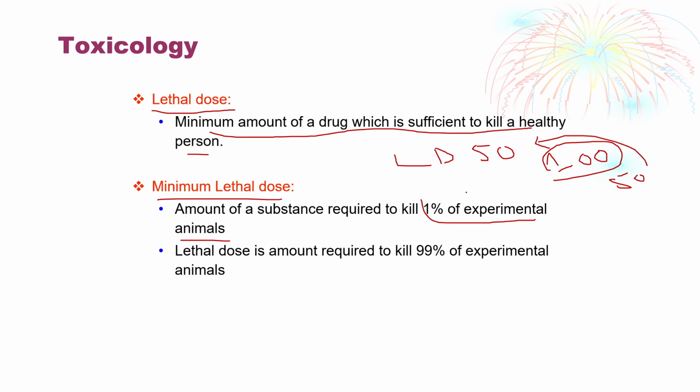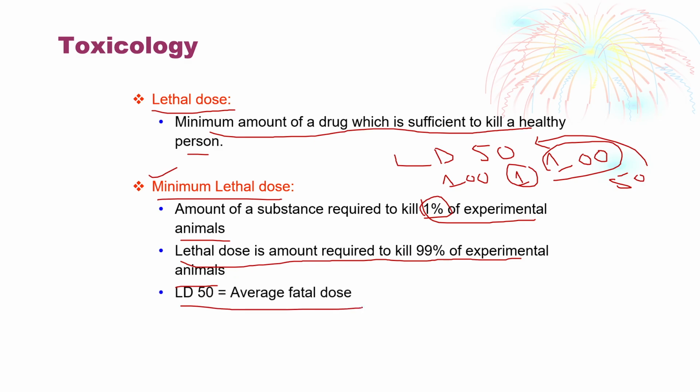So what is the minimum lethal dose? When it kills only one person or one animal among a population of 100, that is called the minimum lethal dose, only 1%. And the lethal dose is the amount to kill 99% of the experimental animals. LD50 is that which is required to kill 50% of the population. So we described the minimum lethal dose, the LD50, and after that the lethal dose, which is the toxic dose sufficient to kill 99% of the population.